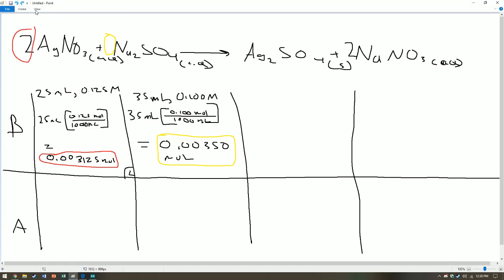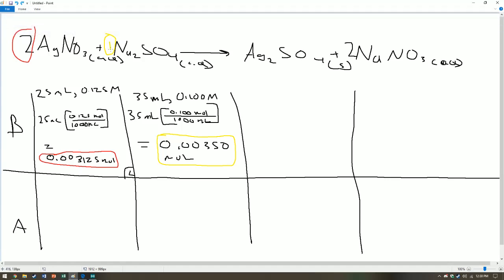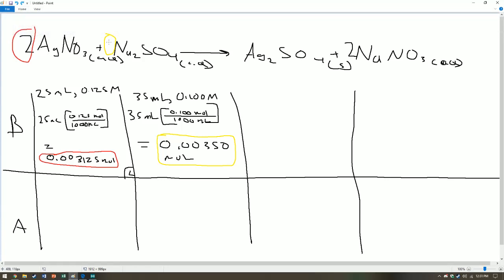Oh, hang on. I need to change it back. Color one, black. Which is just one. There.